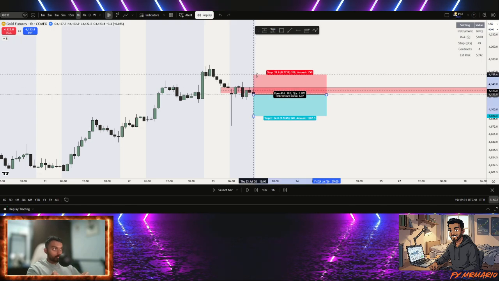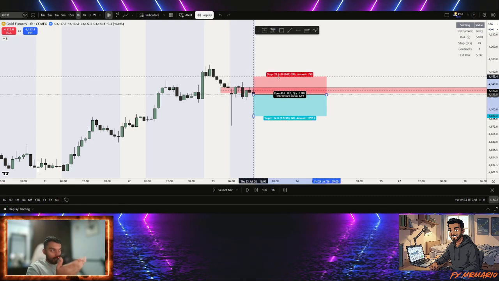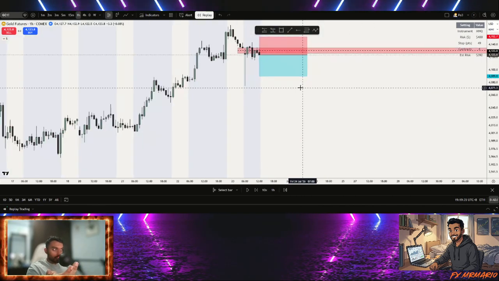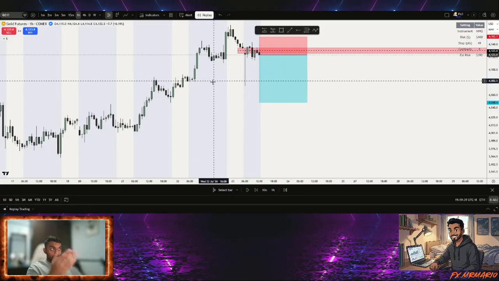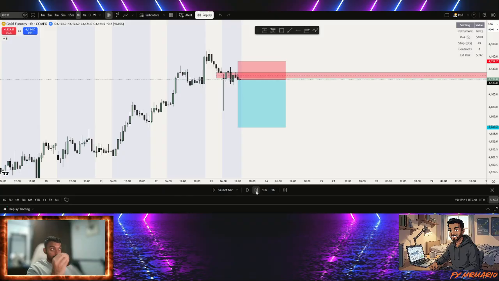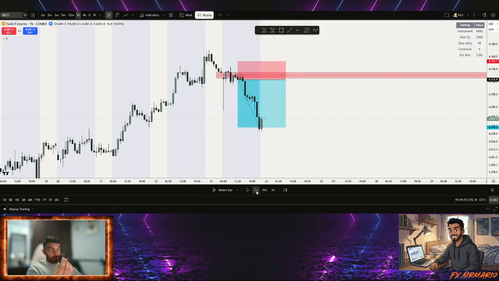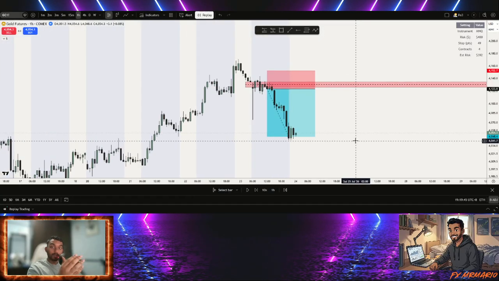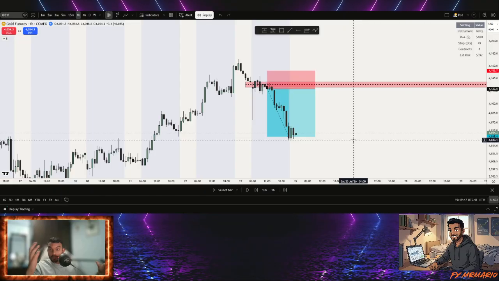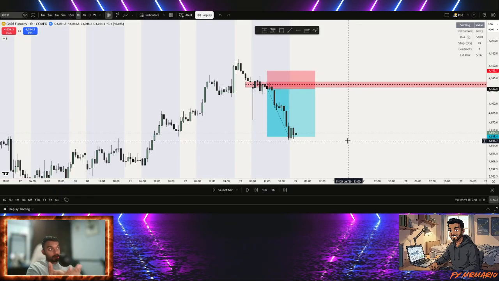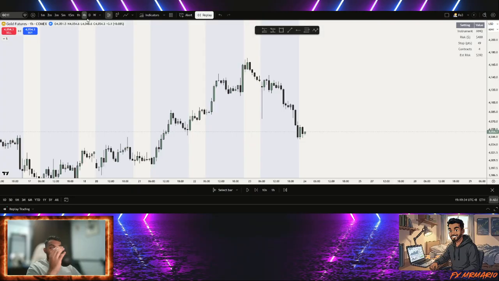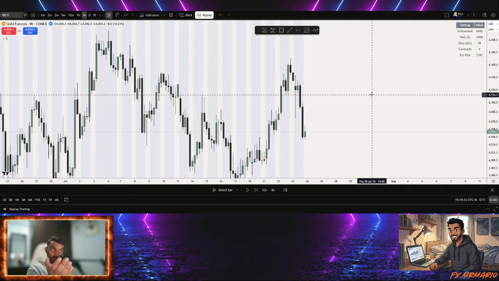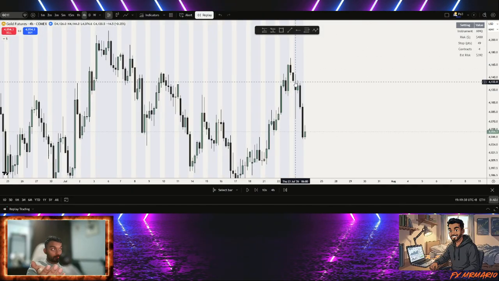Even if I'm swing trading, I would sell something over there, maybe aim for these lows right here, or even these lows right here, because the market just showed me that it wants to go down. And good enough, look at that. The market went all the way down. I didn't even do confirmations. All I had to do was look at what the market is doing on a higher time frame compared to a lower time frame.